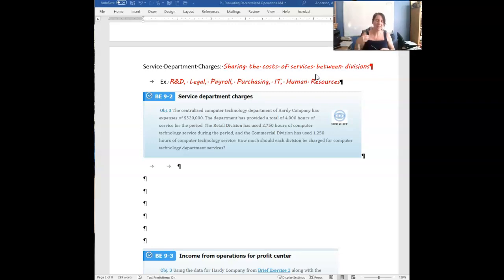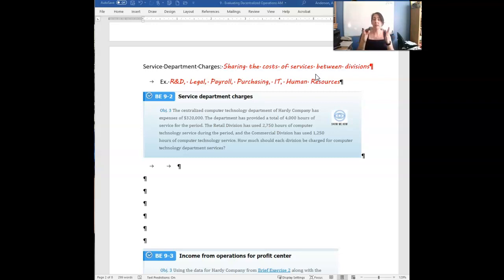All right, so here's a little example we've got here. It says the centralized computer technology department of Hardy has expenses of $320,000. The department has provided a total of 4,000 hours of service for the period. Retail division used 2,750 hours of computer services, and commercial used 1,250.